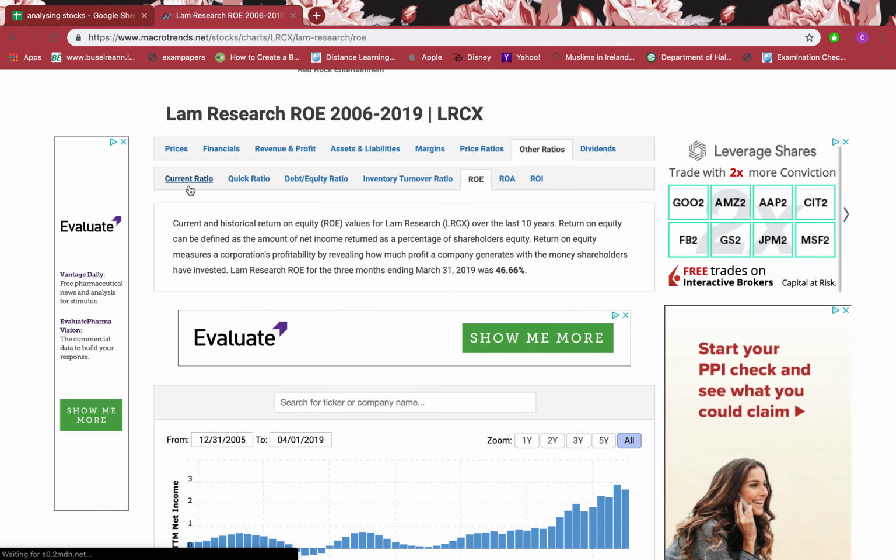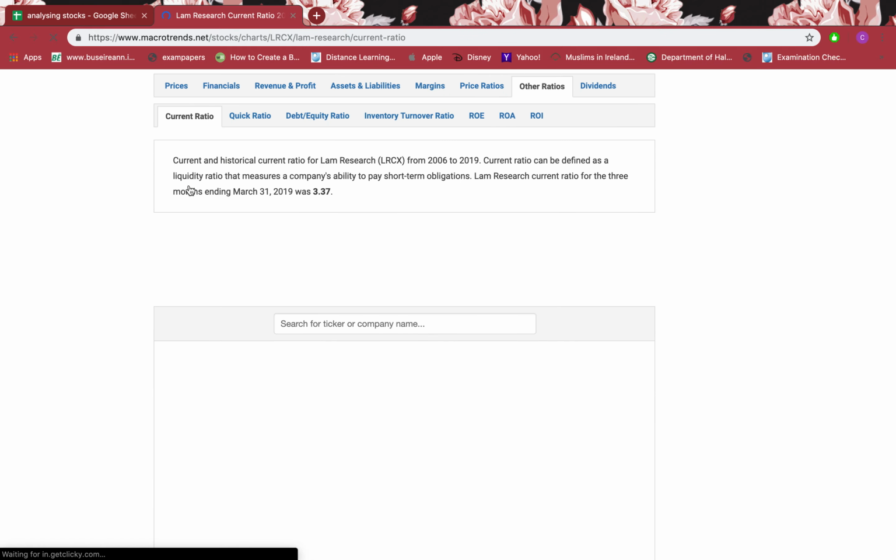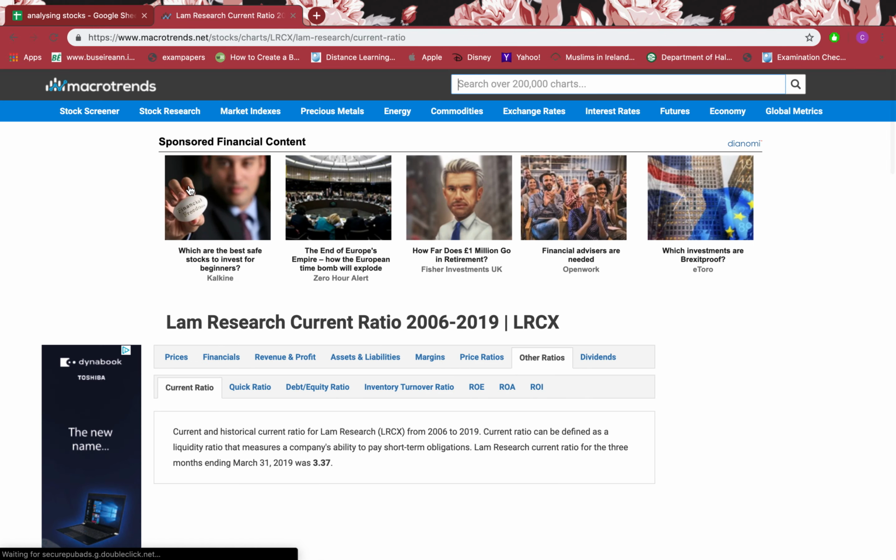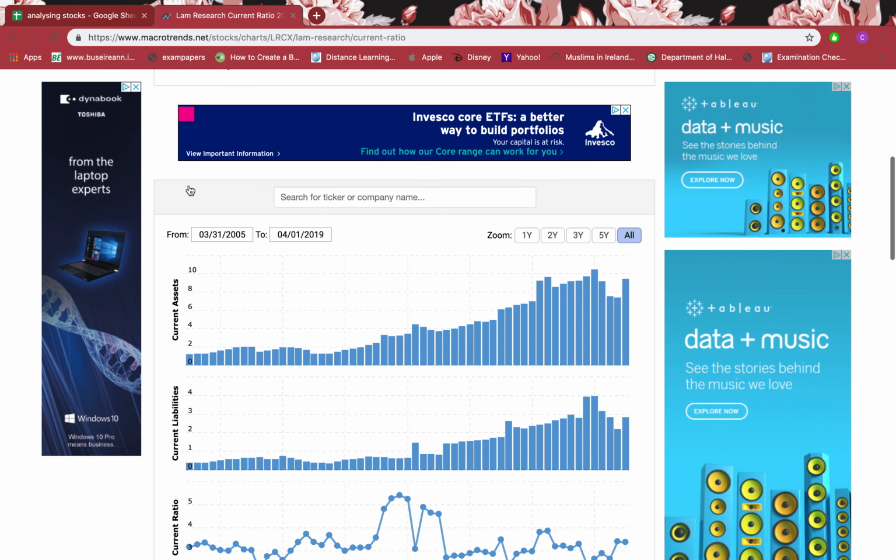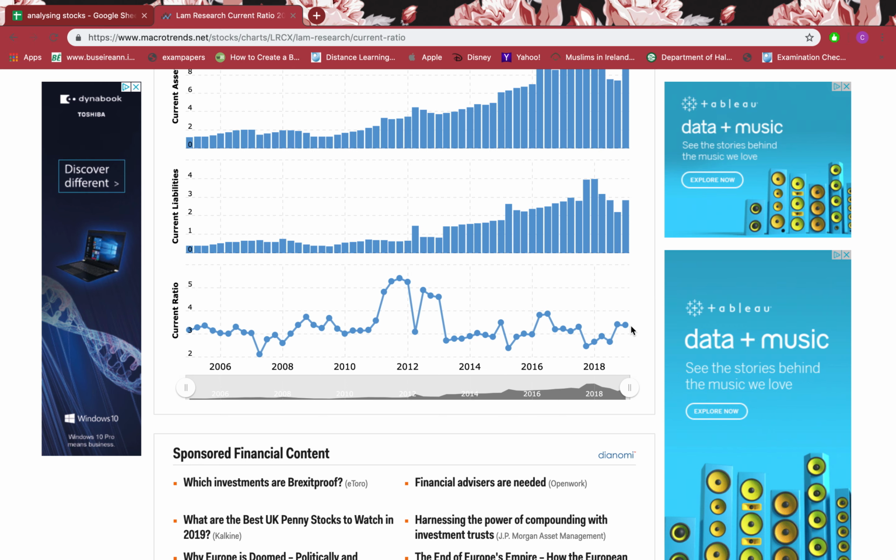And lastly, I look at the current ratio. Current ratio should be 1.5 or above to be safe to invest, for it to have a margin of safety. Right now, current ratio is 3.37, which is a lot above 1.5, which means it has a lot more current assets than liabilities, which is very positive information.